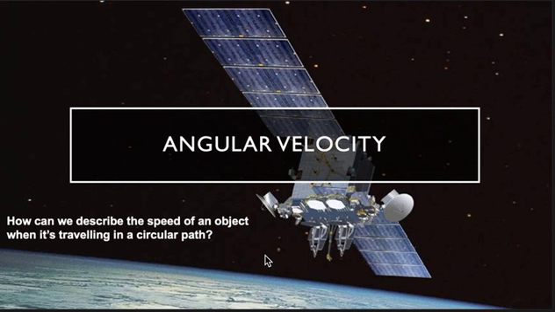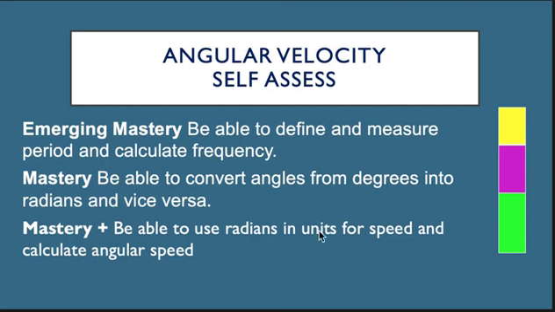Okay, so that's the end of this one. We have described angular velocity, and we've looked at how we can describe the speed of an object travelling in a circular path in a couple of different ways, and we've looked at the relationship between them as well.